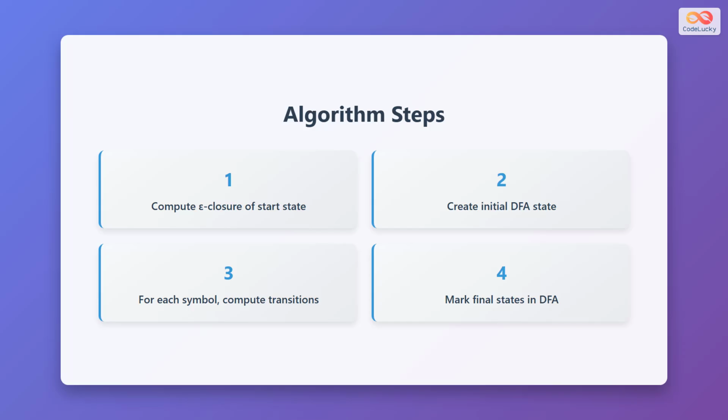The conversion process consists of 4 main steps. First, compute the epsilon closure of the NFA's start state. Second, create the initial state of the DFA using this epsilon closure. Third, for each state in the DFA and for each input symbol, compute the transitions to new DFA states. Fourth, identify and mark the final states in the DFA. A DFA state is considered final if it contains any of the final states of the original NFA.